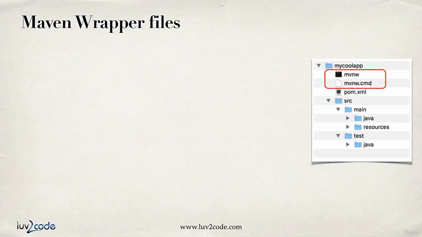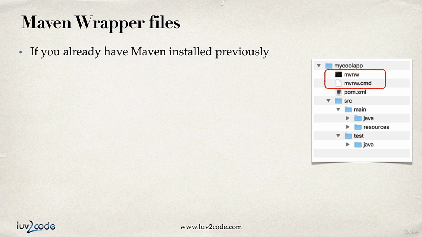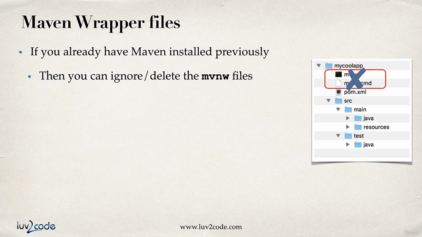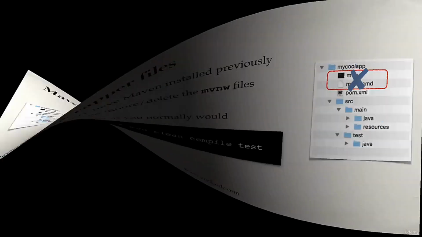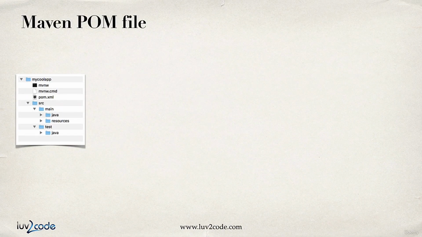Now, if you already have Maven installed on your computer, then there's no need for the Maven W files. You can safely ignore those files or delete them. They're not required. In that case, since you already have Maven locally installed, you simply use Maven as you normally would. So here you'd say mvn clean compile test. Notice there's no Maven W here. You simply use Maven by itself. All right, so that's the Maven W commands, or the Maven wrapper files.